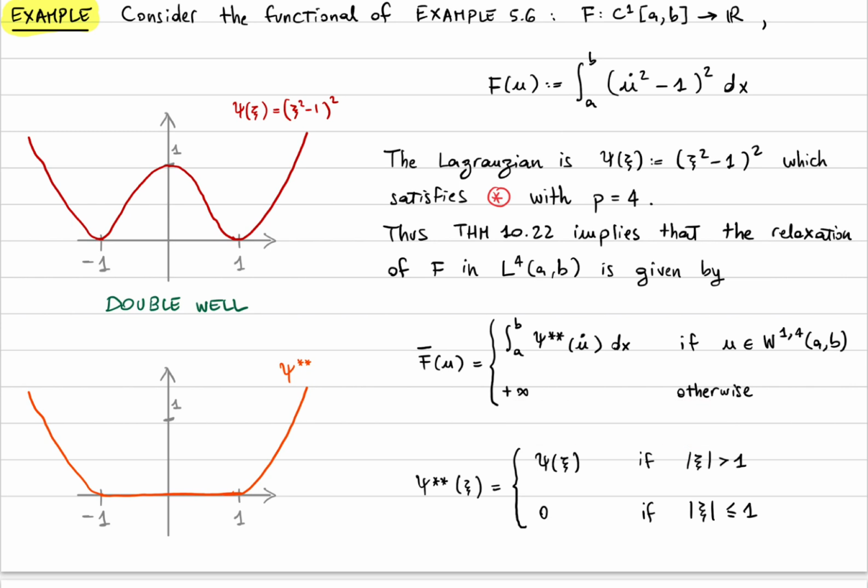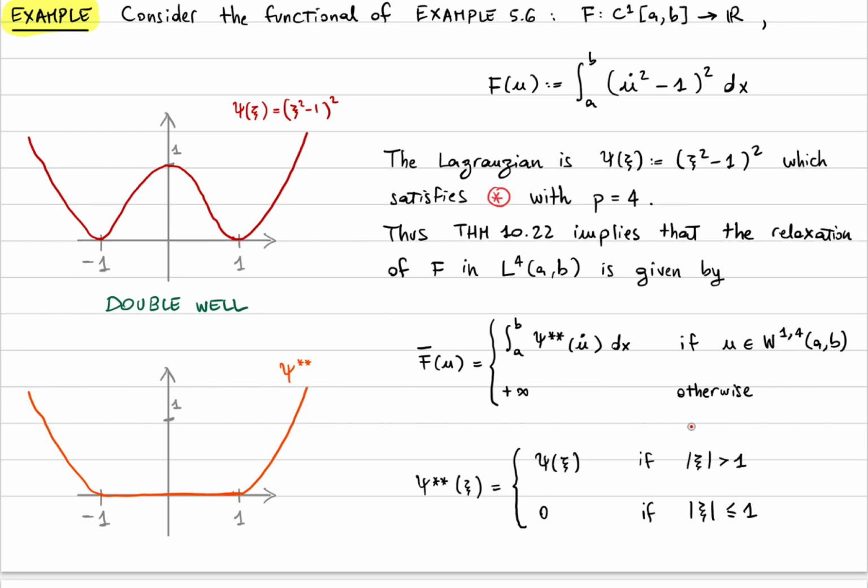Because in any case you just need to verify that f bar at the minimizer is equal to f at the minimizer. The property that f bar is less or equal than f is for free because we proved it in general. The relaxation is always below the original function.